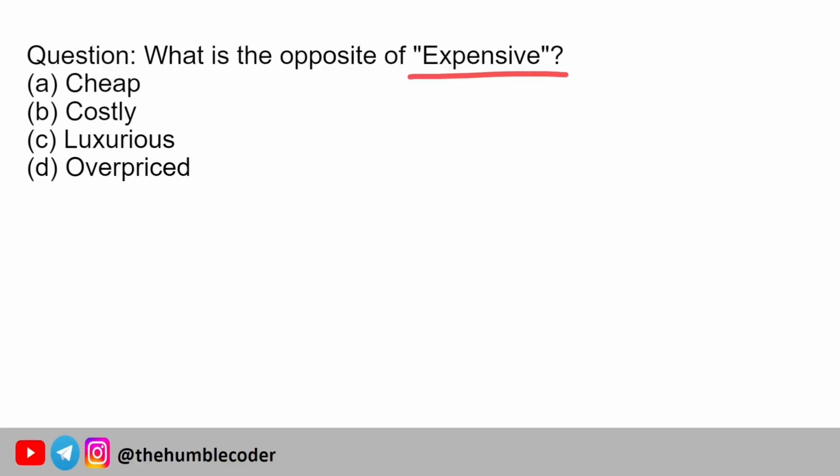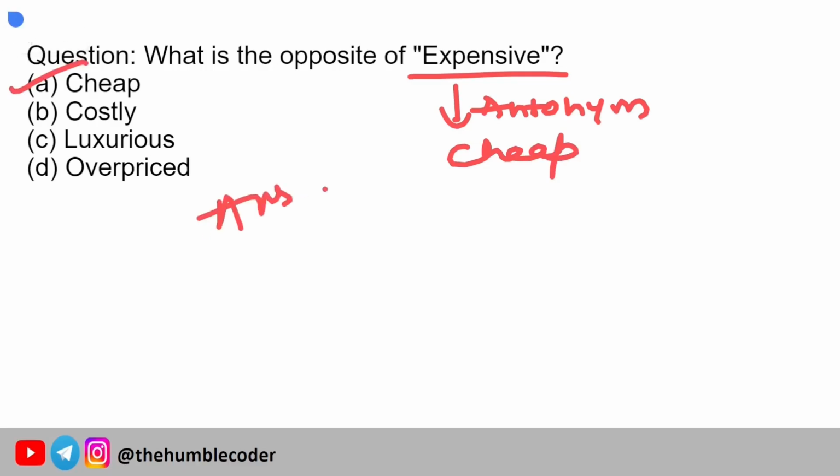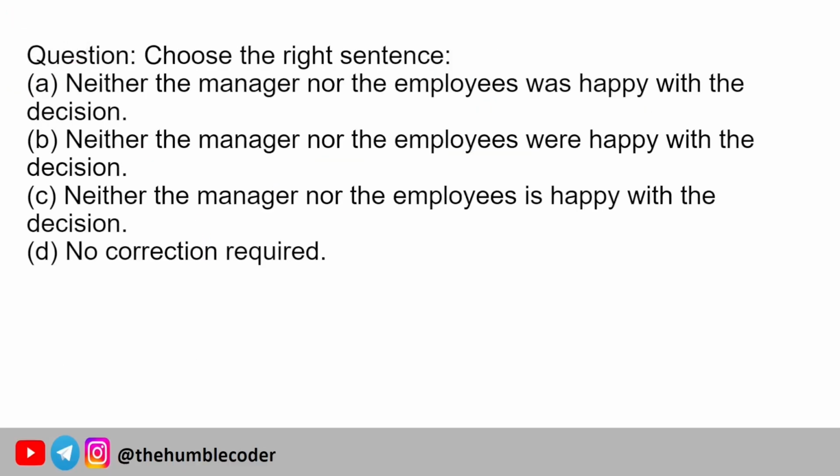The options are cheap, costly, luxurious, overpriced. So the antonym or opposite of expensive will be cheap. So the correct answer is cheap. That is option number A. Moving on to the next question.